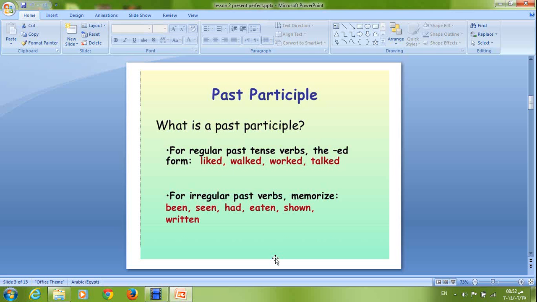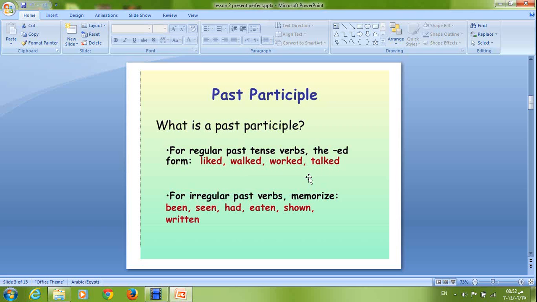Let's see. Past participle. For the regular past tense verbs, we put ed, like the past simple. Do you remember? We said in the past simple, we put verb plus ed. Also, the past participle for the regular verbs, we put ed. Example, like, liked, walk, walked, work, worked, talk, talked.